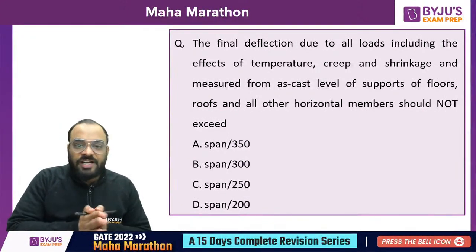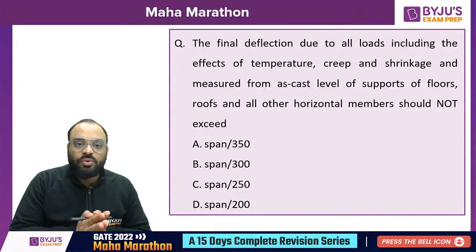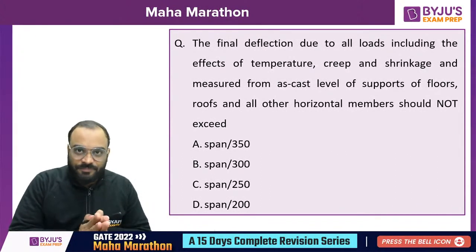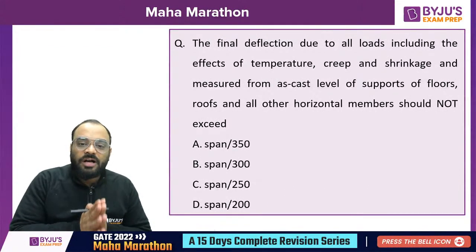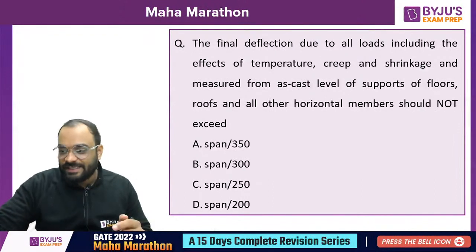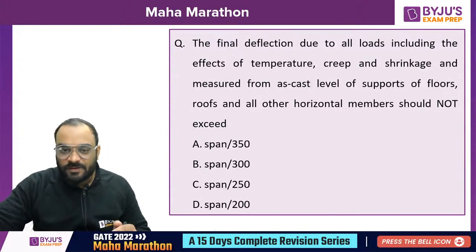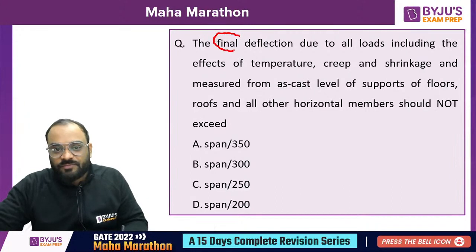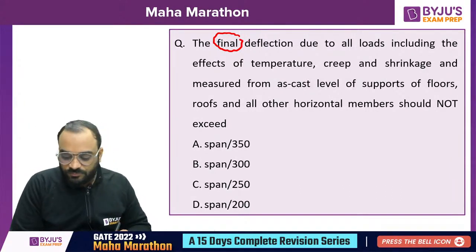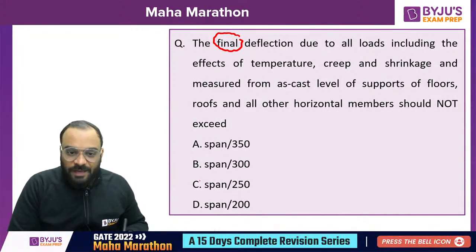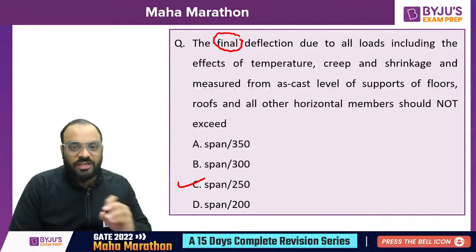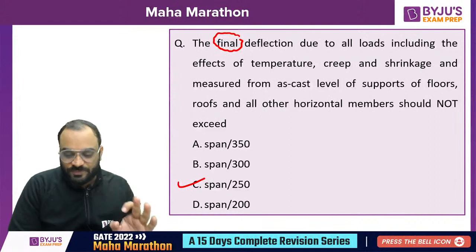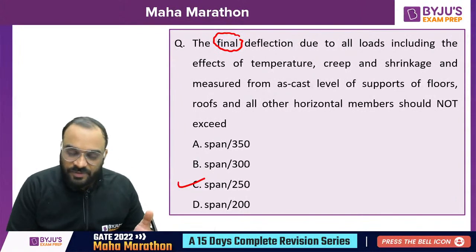Next question. The final deflection due to all loads including the effect of temperature, creep, shrinkage and measured from as cast level of support of floor, roof and all other horizontal members should not exceed. Guys, just remember this particular single word, right? The final deflection value. It should be span by 250. If the final word is there, you need to tick span by 250. If the final word is not there, then the value will become how much? Span by 350. Correct?